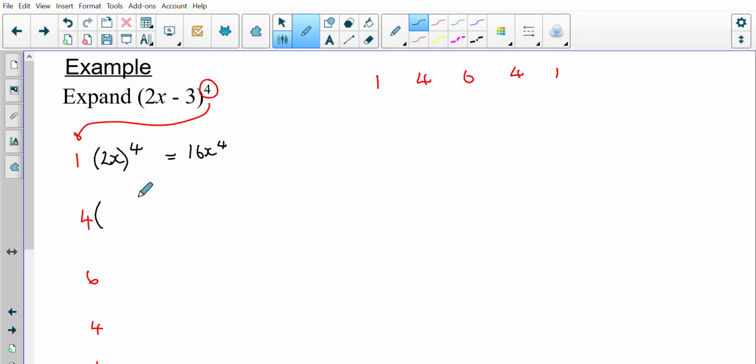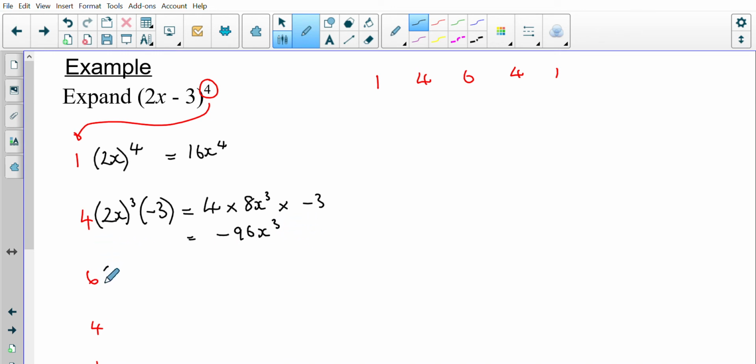We move on to the second term, my 2x, I reduce the power by 1, and now I introduce my second term in the bracket, but I need to remember it's minus 3. So this is where we need a bit of space for working out. So I've got 4 times 2x cubed is 8x cubed times minus 3. And if we work that out, we get minus 96x cubed.